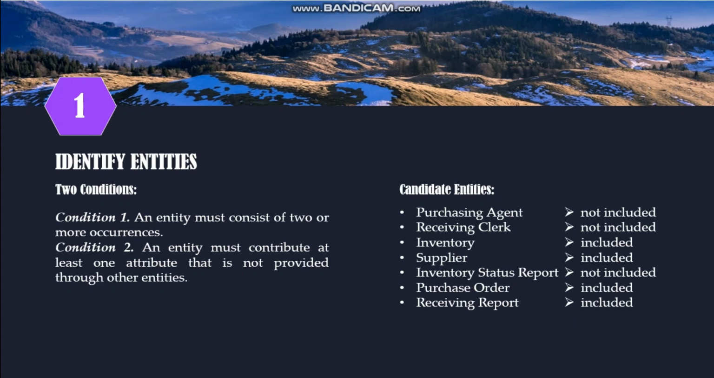The same applies to the receiving clerk. And for the inventory status report, although it contains multiple occurrences, it is still not an entity since it does not satisfy condition 2. So only inventory, supplier, purchase order, and receiving report are the true entities of the database.